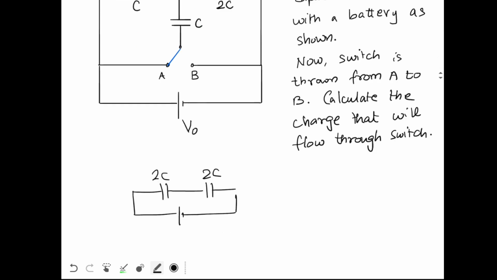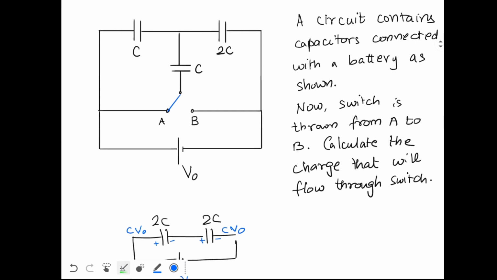So what will be their initial charge? For the series combination, net capacitance will be C, so the charge will be CV naught. Here we will get positive, negative, and the charge will be CV naught on both the capacitors: plus CV naught, minus CV naught, plus CV naught, minus CV naught. So this is the initial configuration, with plus minus CV naught charge.